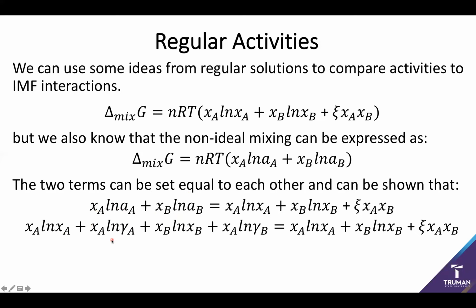Now, when we do this, you may notice we have the mole fraction times the natural log of the mole fraction on the left and also on the right. And the same thing with B, which means these terms should drop out of our expression. And that actually doesn't leave us with much left. It leaves us a relationship more or less in between the activity coefficient of A and B and xi, the strength of intermolecular forces in between A and B.